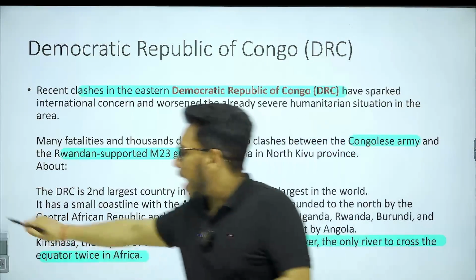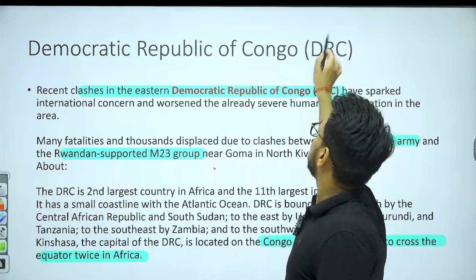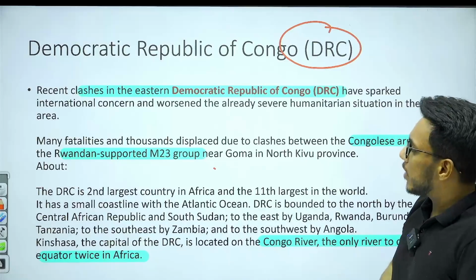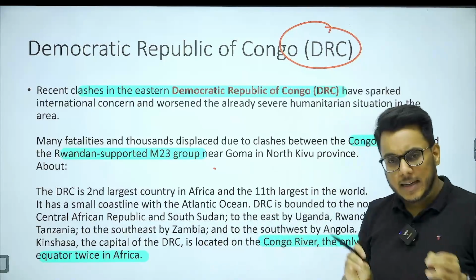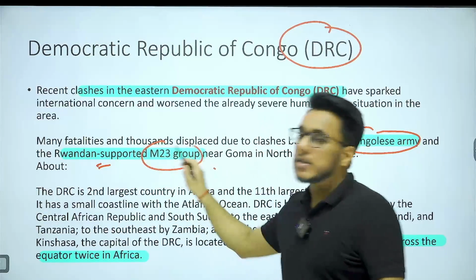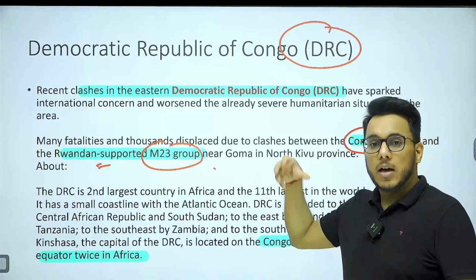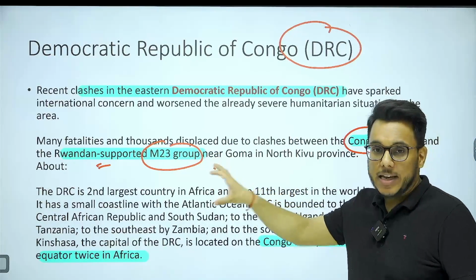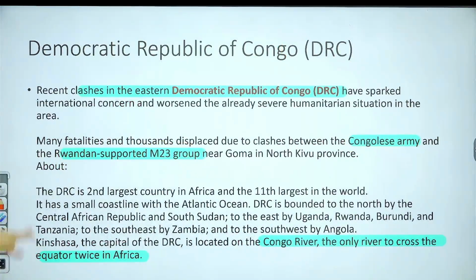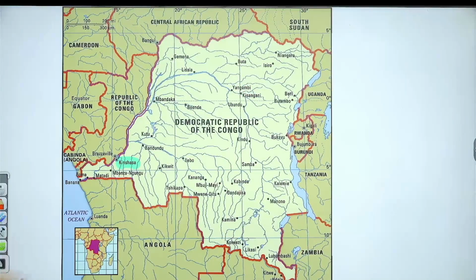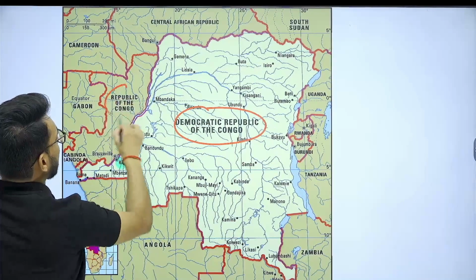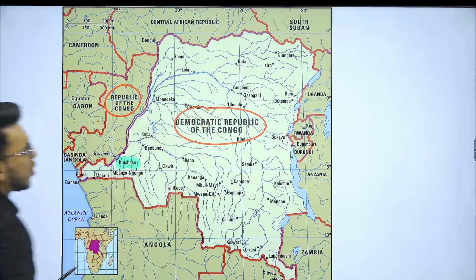Now we have Democratic Republic of Congo, DRC, that was in news. Why was DRC in news? Because of multiple reasons. Number one, there were clashes in the DRC between the Congolese army and the Rwanda-supported M23 group. The M23 group is a rebel group in DRC which is operating with the support of Rwanda. Fine. So let's discuss the Democratic Republic of Congo. If you go towards the west, you have the Republic of Congo. So Republic of Congo is separate, Democratic Republic of Congo is separate.